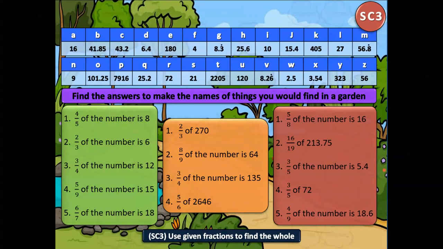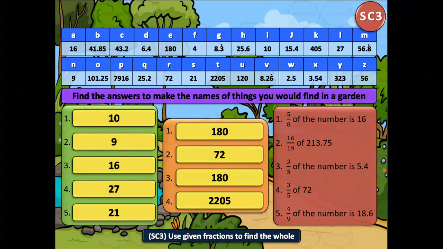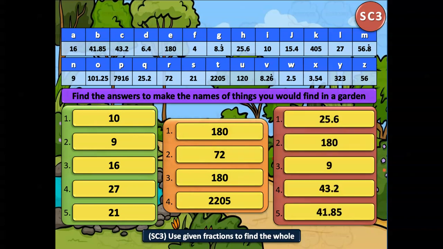Here's some questions for you to have a go at. Pause the video, and when you're ready to mark your work, press play. Here are your answers. So there's your green answers. There's your amber answers. And there's your red answers.